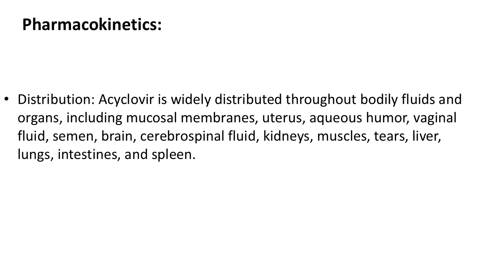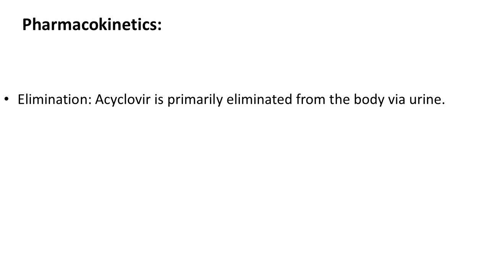Pharmacokinetics. Distribution. Acyclovir is widely distributed throughout bodily fluids and organs, including mucosal membranes, uterus, aqueous humor, vaginal fluid, semen, brain, cerebrospinal fluid, kidneys, muscles, tears, liver, lungs, intestines, and spleen. Pharmacokinetics. Elimination. Acyclovir is primarily eliminated from the body via urine.